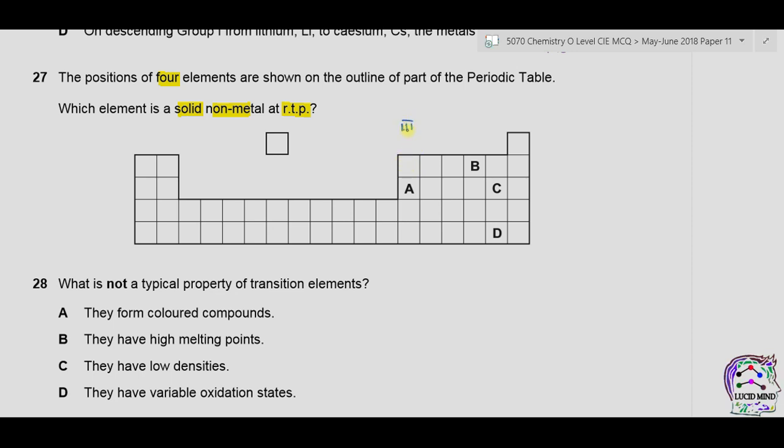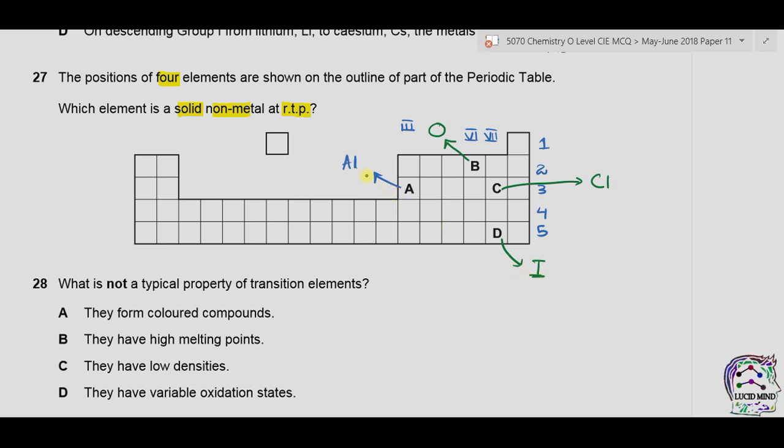This is group 3. Then we have group 4, 5, group 6, group 7 and this is group 8 or group 0. Then in periods we have first period, second period, third period, fourth and fifth period. Now looking at the periodic table, in group 3 and period 3 we have the element aluminum. In group 6 and period 2 the element present is oxygen. In group 7 and period 3 the element present is chlorine. In group 7 and period 5 the element present is iodine.